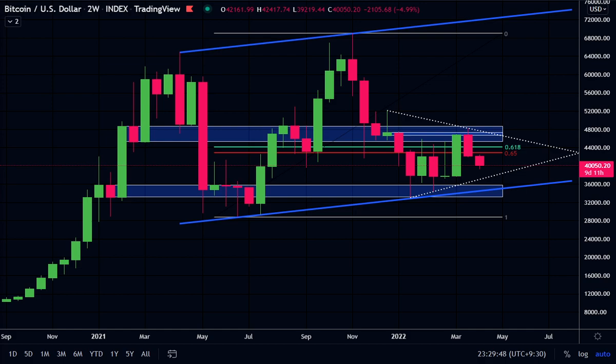Today we're going to look at the Bitcoin charts, do some TA, look at various time frames and also take a look at Market Cipher.